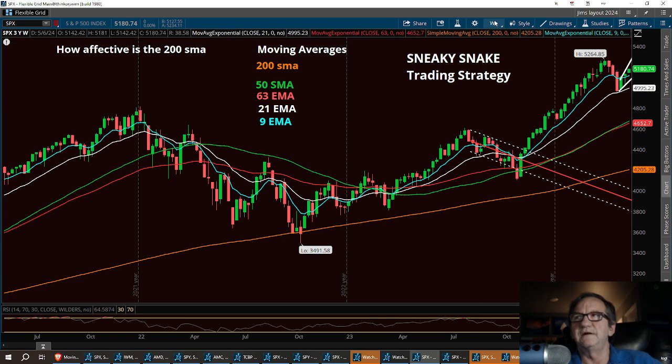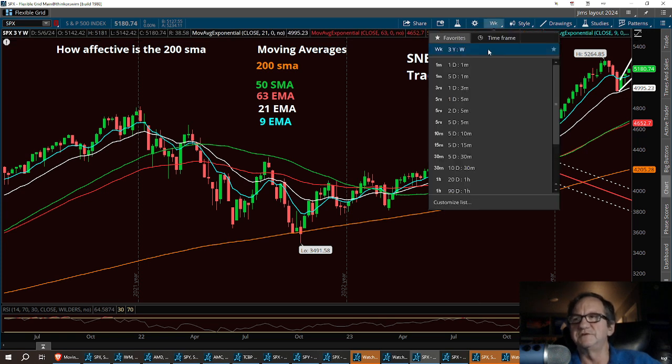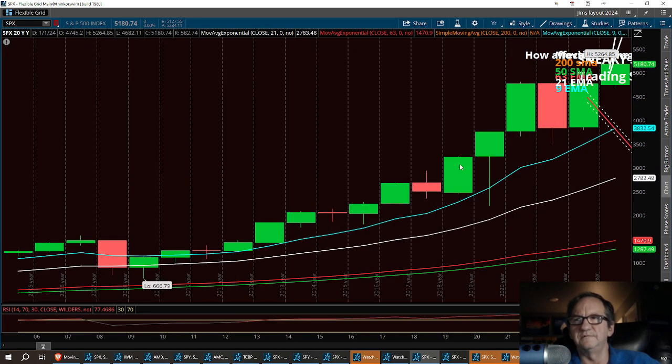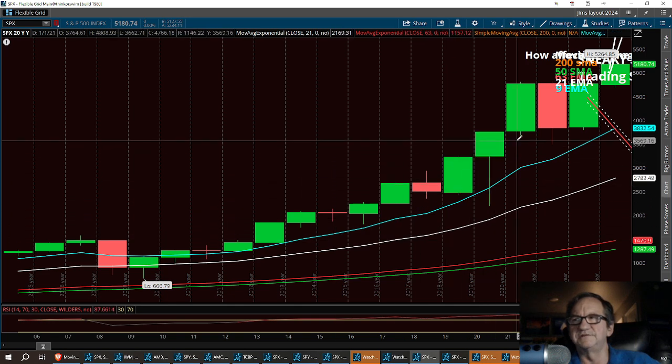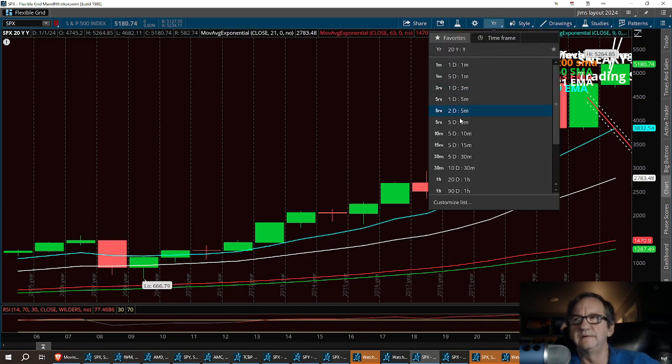So the different time frames that I use, that's a good question. I've got them all down in here. I've got a 20-year yearly candlestick pattern. Stay above the 9, you could have stayed in that trade forever.